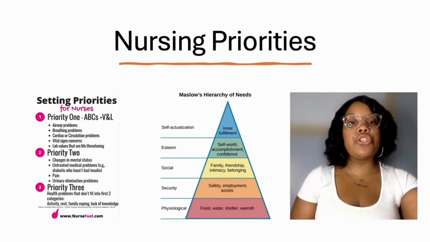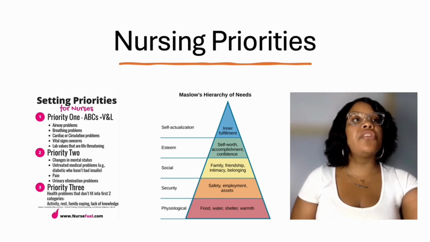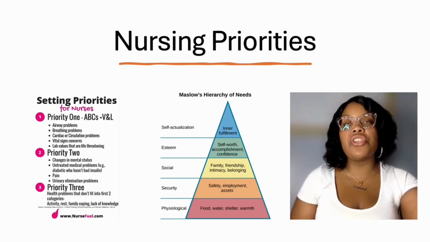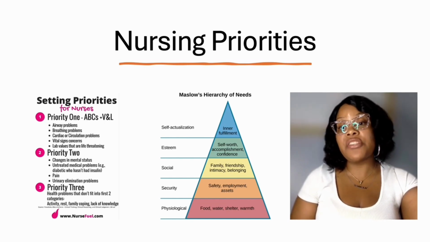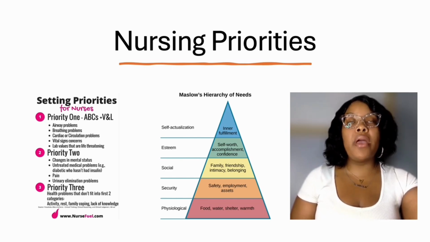And then if we don't have any of those issues going on, we're going to move to Maslow's hierarchy of needs. It is also so important that we pay attention to mental status changes in a patient, behavioral changes in a patient, and level of consciousness in a patient. That's why it's so important to assess our patient early.